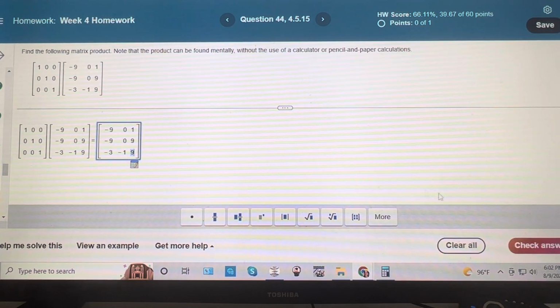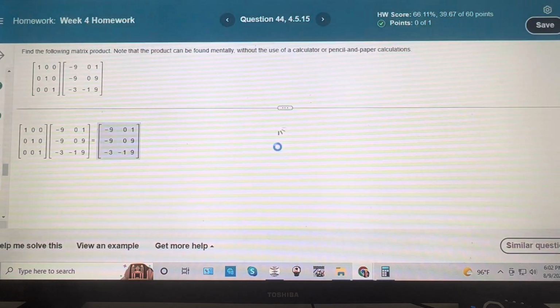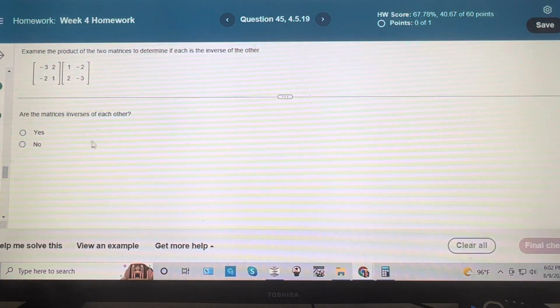So 44 is an easy problem. That's the point of it. An identity matrix times another matrix is the other matrix. Now, are these inverses of each other? We haven't learned how to find an inverse yet.